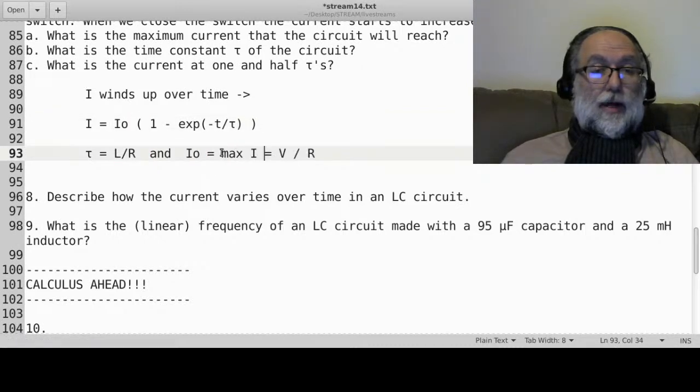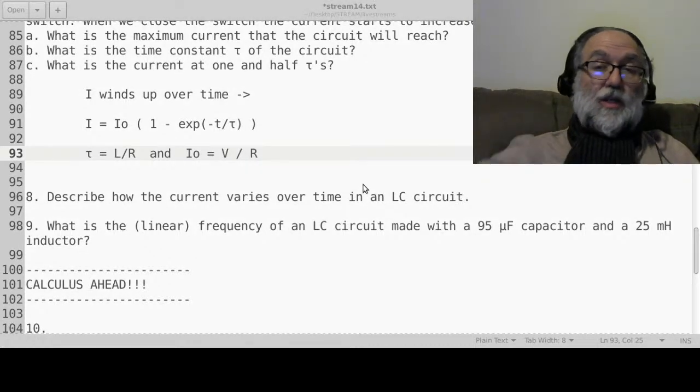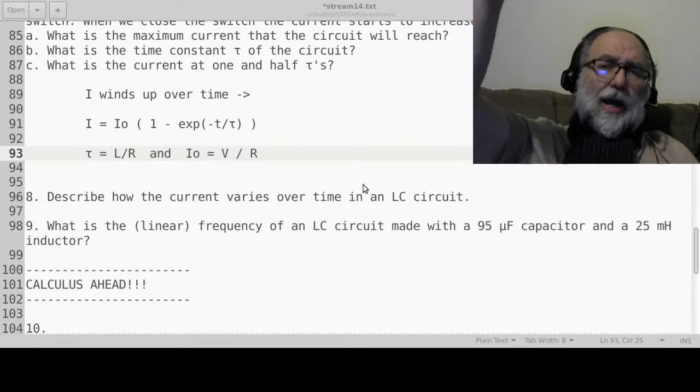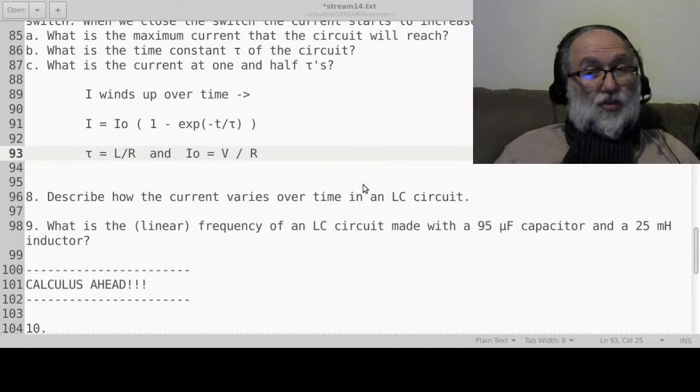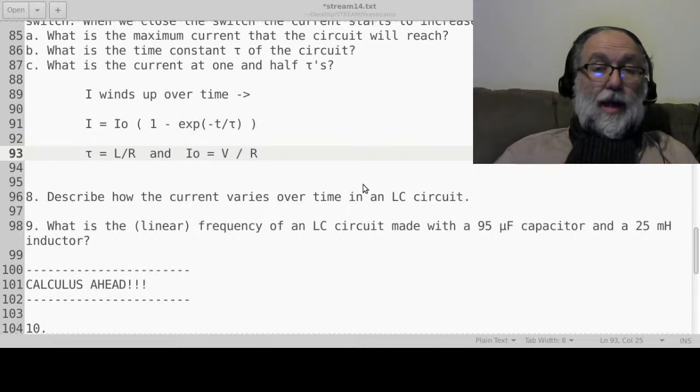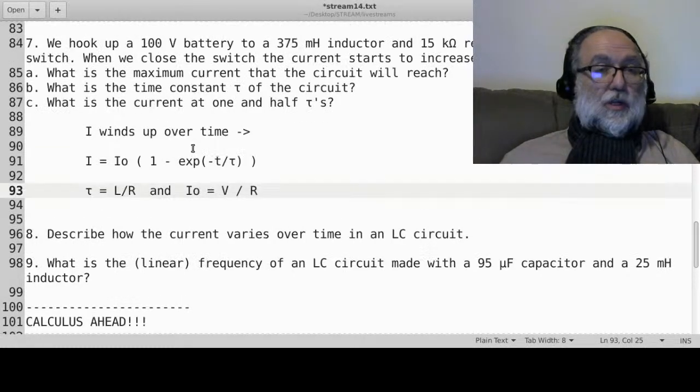I don't know why I wrote that in there, but just to remind you that I naught is the maximum current, and that's just V divided by R. The reason is once the current gets to a maximum, it doesn't go any higher, it stays steady. And as soon as the current is steady, the inductor is like transparent. It's no longer resisting anything because the current isn't changing. And then it's just purely the battery and the resistor. So now we can answer those questions.